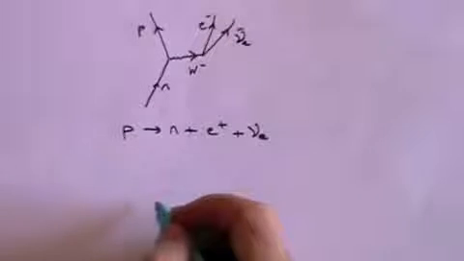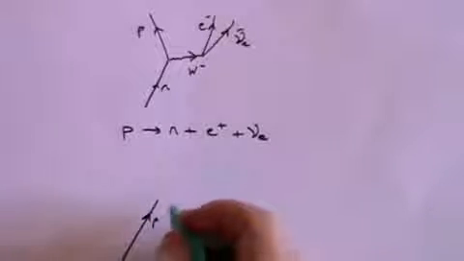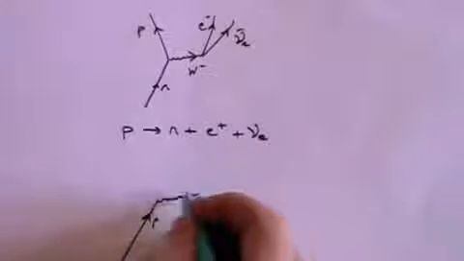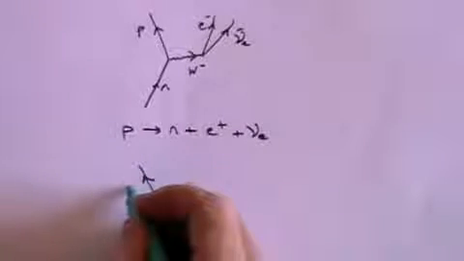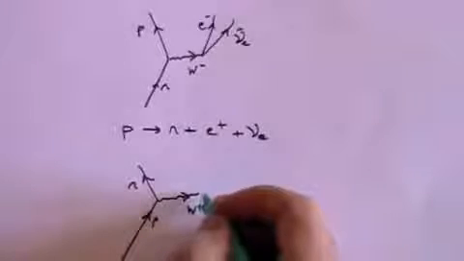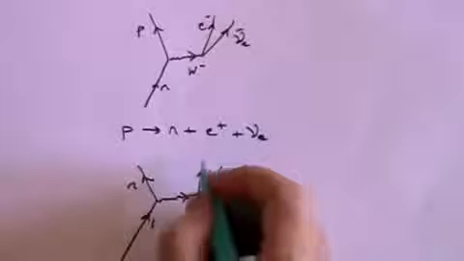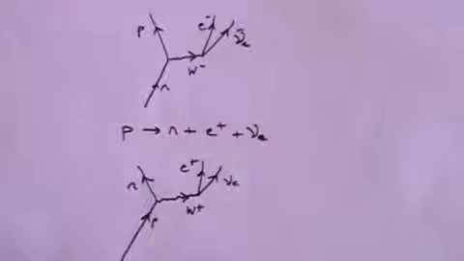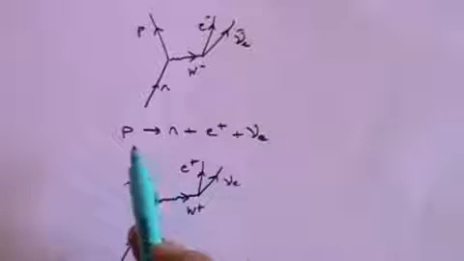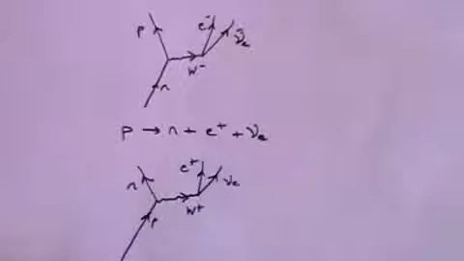Well, that will just be that you have a proton coming in, you have now a W plus boson, you have a neutron going out, and then the W plus boson quickly decays into a positron plus an ordinary neutrino. And that's the Feynman diagram for the proton changing into a neutron.